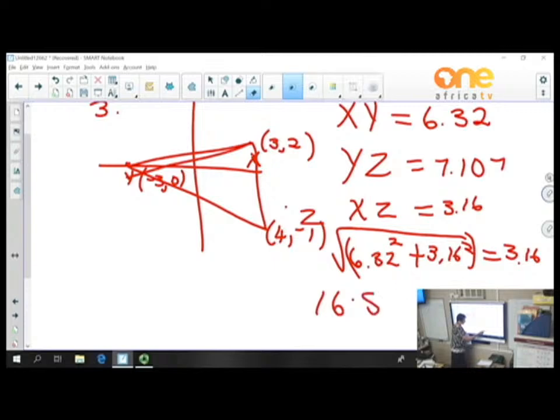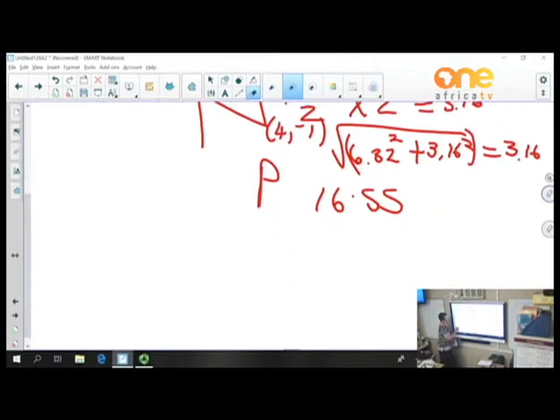16.55, the perimeter. This is then the perimeter. And the last question there is, find the area of XYZ. Now, this is a right angle triangle, so it's half base times height. So which 2 sides are you going to use? This 2. Okay, because this is the hypotenuse. This is not the base and the height. The base and the height must be perpendicular.